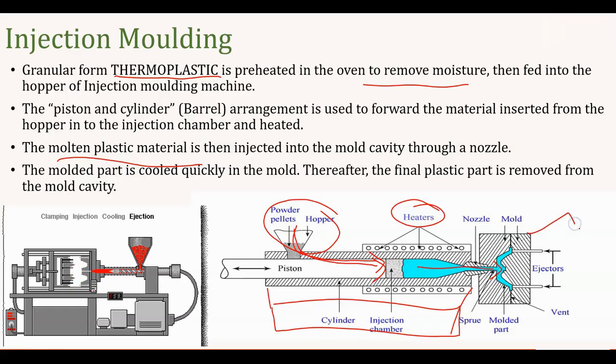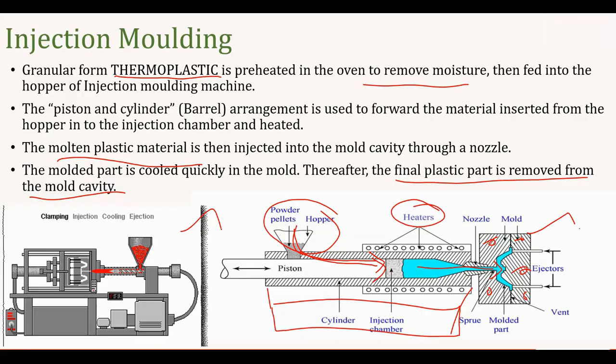This is the die. It is injected into the mold cavity using the plunger, right? It will cool very quickly because we have cooling channels inside the dies. Then the final part is removed from the mold cavity. You can see this from these animations, how the cycle is starting.